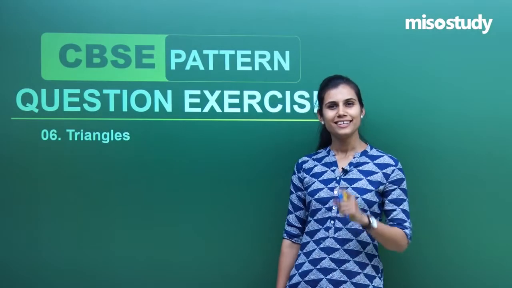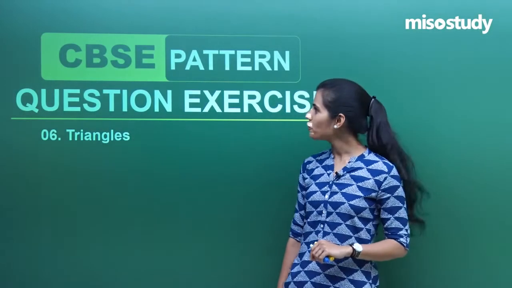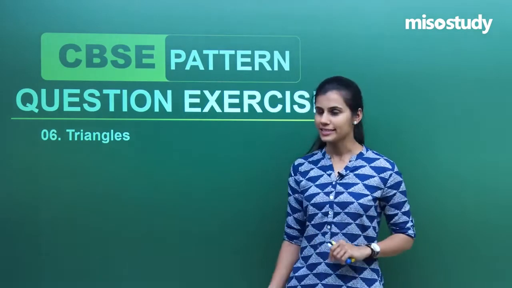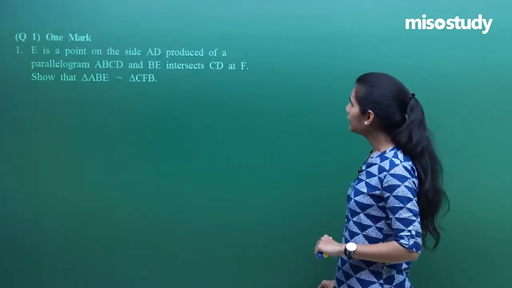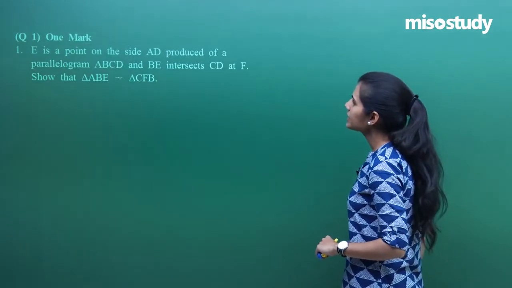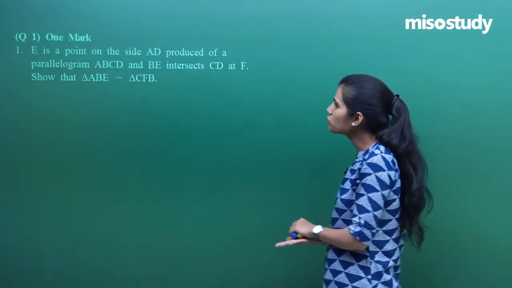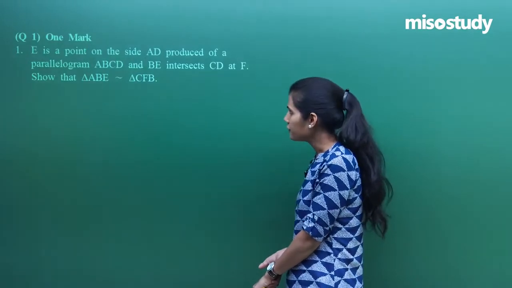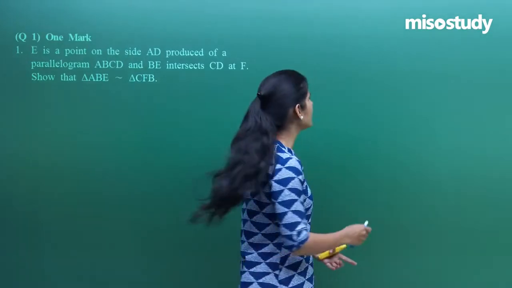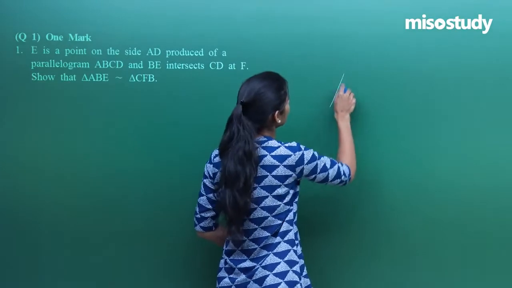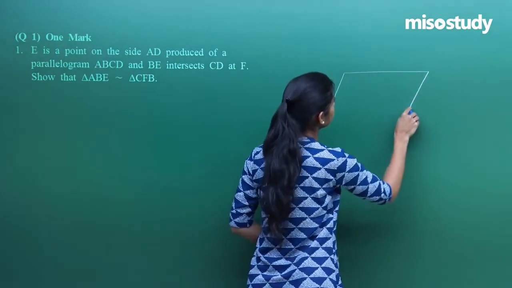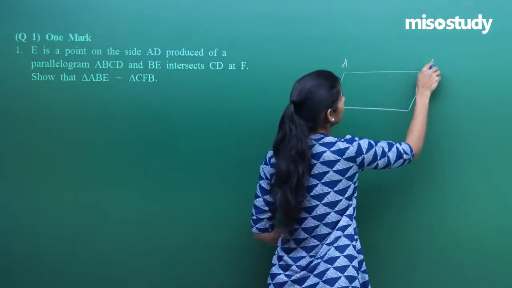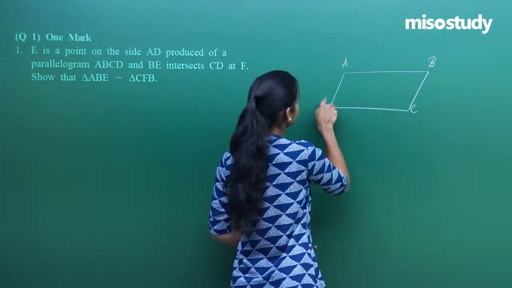Hello everybody, let's continue our discussion over triangles with the questions from the CBSE pattern exercises. Here we have the first question, which says E is a point on the side AD produced of a parallelogram ABCD and BE intersects CD at F. All of this is going to be clear once we draw the parallelogram ABCD.